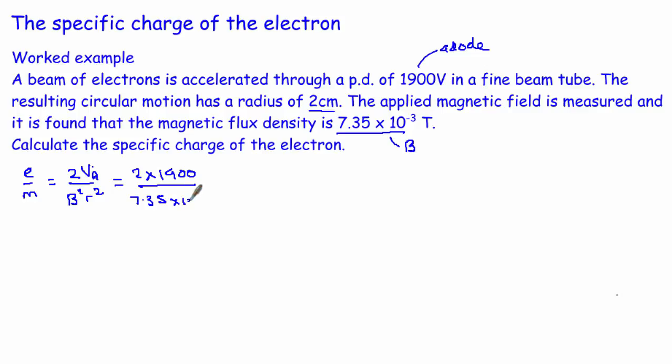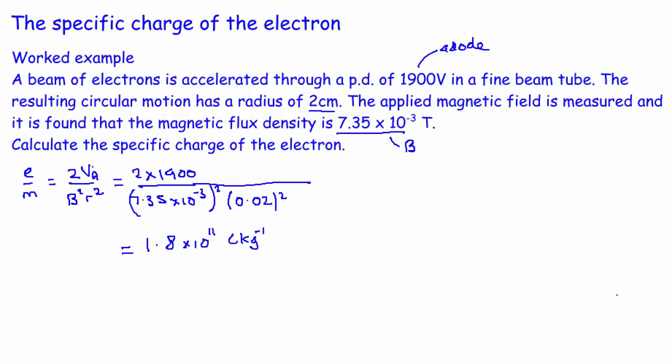times 10 to the minus 3 squared. And if we extend this line, also 2 centimeters squared, but obviously this needs to be meters, so 0.02 squared. And if we simply do that on our calculator, it's not a big surprise that we end up with 1.8 times 10 to the power of 11 coulombs per kilogram. So that gives us the specific charge of our electron.